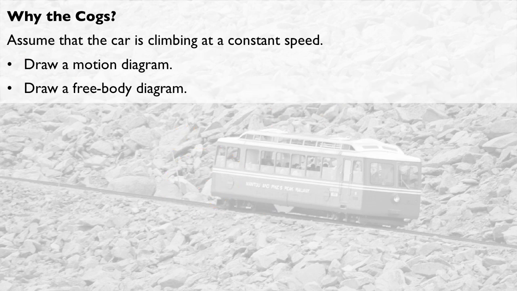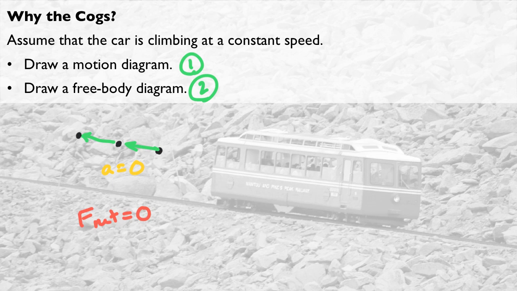The way we continue is the way we do every single problem. We're going to draw one, a motion diagram, and two, a free body diagram. The motion diagram is just the car climbing up the hill. Let's assume it's climbing at a constant speed, not accelerating or trying to pick up speed. So the acceleration is equal to 0, and that tells us the net force is also equal to 0. We can use that to inform our free body diagram.